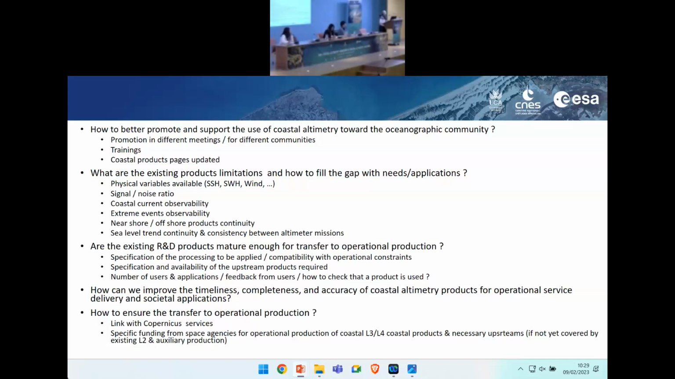Then the next question. Once we say, okay, this product is mature, we can have operational production, how do we ensure this transfer to operations? Because maybe some R&D algorithms or treatments can be given to the people that will ensure the operations. Who are these people? Or do we also make the link with the Copernicus services that are operational services? What do you think about that?